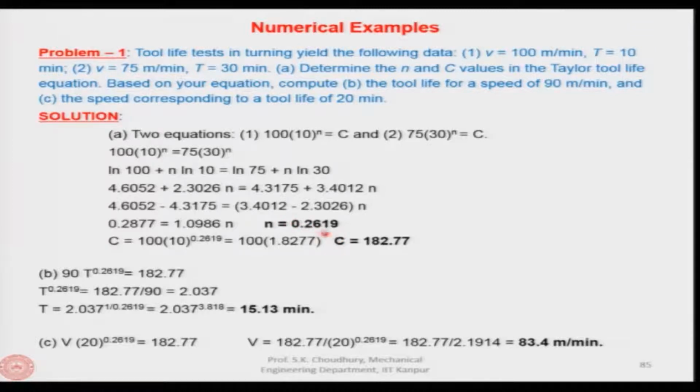Once you have found the values of n and c, then for 90 meter per minute as V, t is unknown, and V t to the power n, which you found out, is equal to the constant c. So, from here you can find the value of t. Similarly, you can find V if t is given, same principle, for the speed corresponding to a tool life of 20 minutes. So, tool life is given, you have to find the speed. Similar to that you can find V is 83.4 meter per minute.